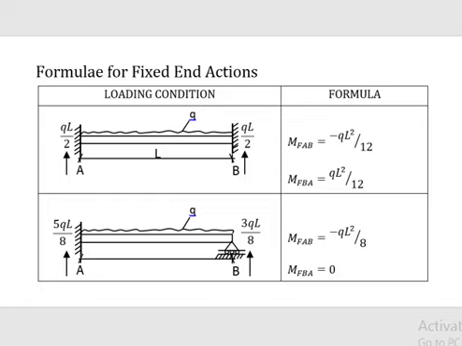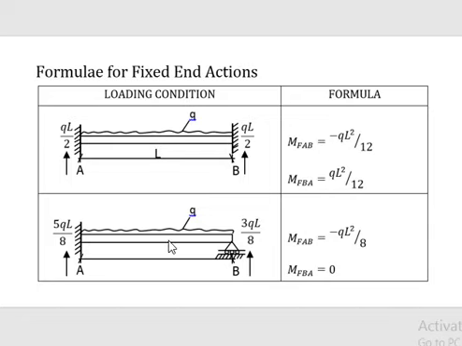The table contains the formulas for calculating fixed end shear force and fixed end bending moments. As you can see, this is a beam clamped at both ends. The fixed end shear forces at A and B are, at support A, QL over 2, and at support B, QL over 2. In this area is the formula to calculate the fixed end moments. For MFAB it is minus QL squared over 12. For MFBA it is QL squared over 12.